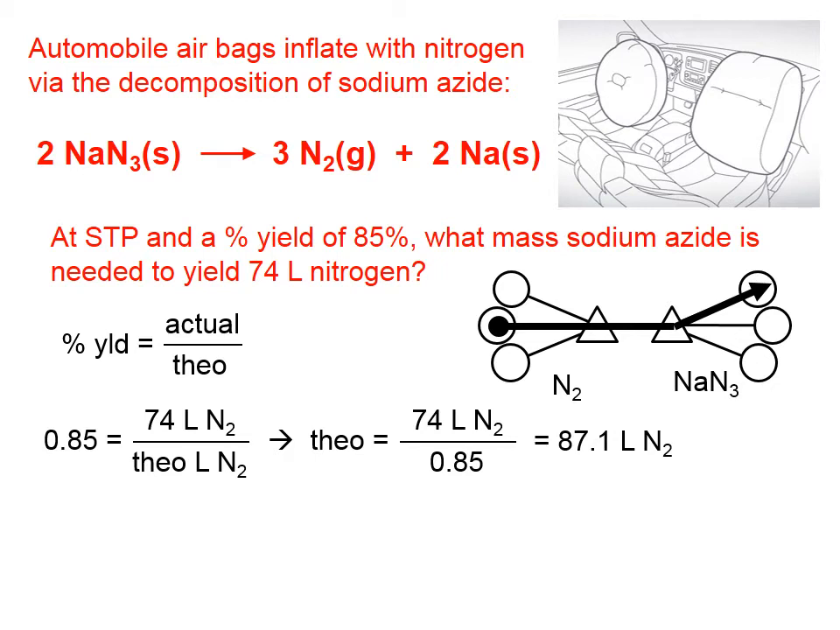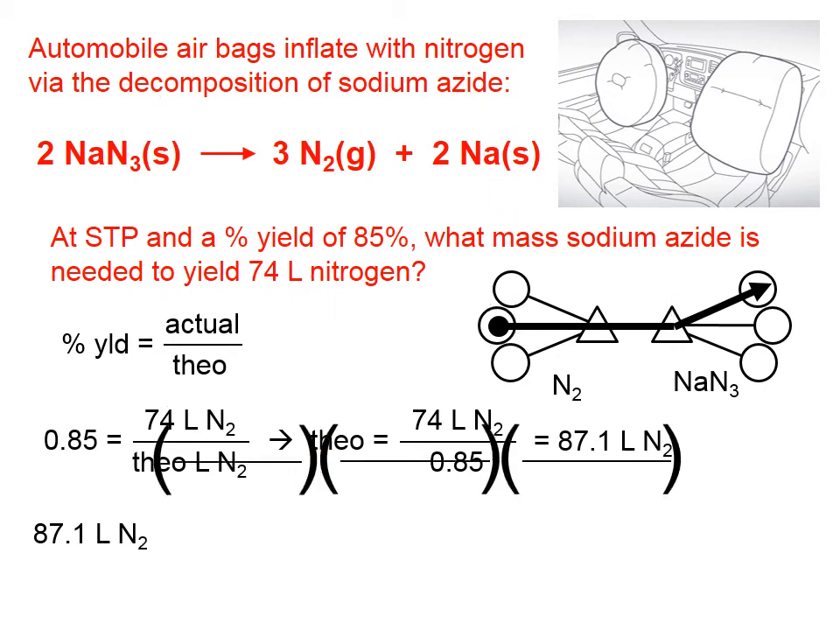Let me say that again. We need to calculate the theoretical amount of nitrogen that we should get if the reaction is perfect, knowing in advance, because we've done test after test, that we're only going to get 85% of that theoretical amount. But we still have to put in enough sodium azide so that we get that 74 liters with only an 85% yield. Actually, at this point, pretty much all of the thinking of the problem is done, because from here it's simply a matter of doing our 3-step stoichiometry calculation.